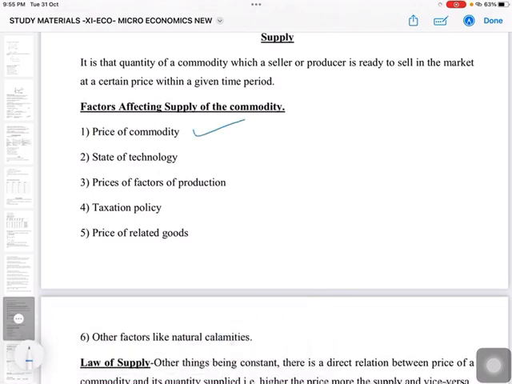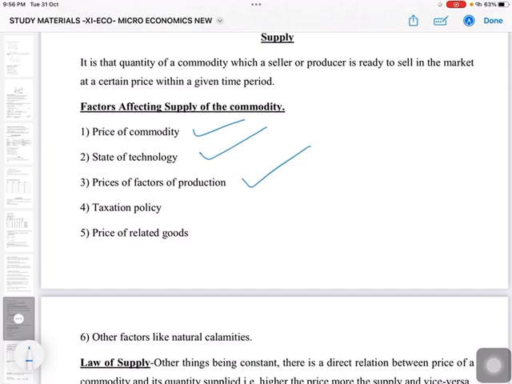द सेकेंड वन, द स्टेट ऑफ टेक्नोलॉजी. विद द एडवांसमेंट ऑफ टेक्नोलॉजी, with the development of technology, a producer can produce more. So supply of the commodity rises. The third factor is prices of factors of production. When the prices of factor of production decline, the cost of production decline. With the fall in cost of production, the producer can produce more. प्राइस घटने से कमोडिटी का जो सप्लाई वो बढ़ जाता है.